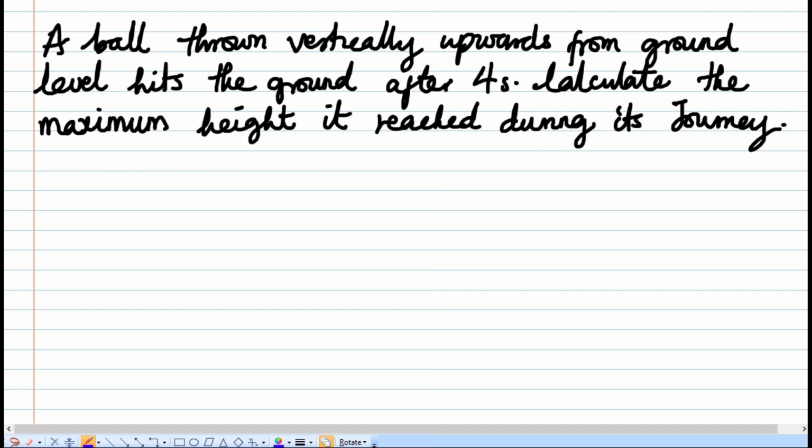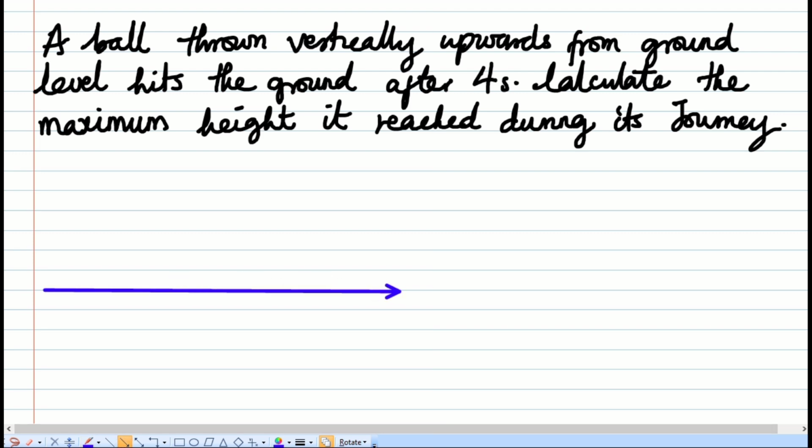A ball thrown vertically upwards from the ground. Again, pause this video and try to attempt it on your own. A ball thrown vertically upwards from the ground level hits the ground after 4 seconds. Calculate the maximum height it reached during its journey. Well, we have the horizontal floor there, because this ball was thrown from the ground.